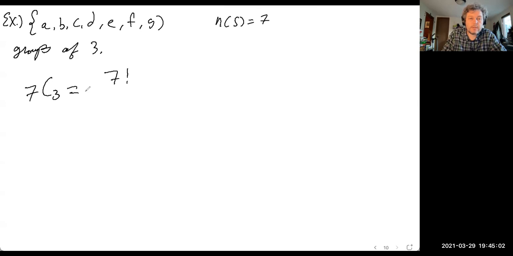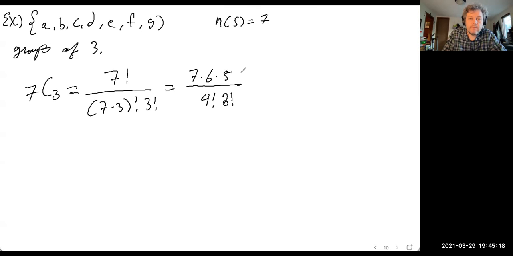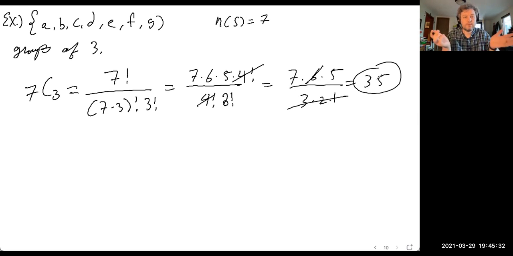So that's 7 factorial over 7 minus 3 factorial over, again, 3 factorial. 7 minus 3 is 4. So we have 4 factorial, 3 factorial. And so we have 7, 6, 5, 4 factorial. We can cancel that out. 7 times 6 times 5 over 3 factorial, which is 3, 2, 1. That's 6. We can cancel a 6. So 35. 35 different ways to make groups of 3 with 7 elements.